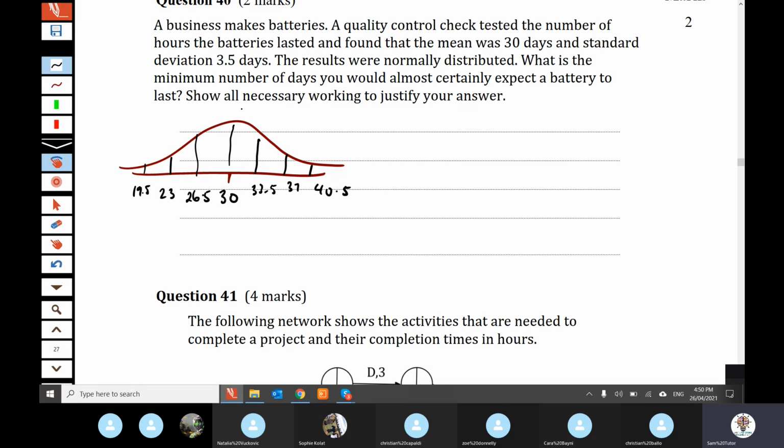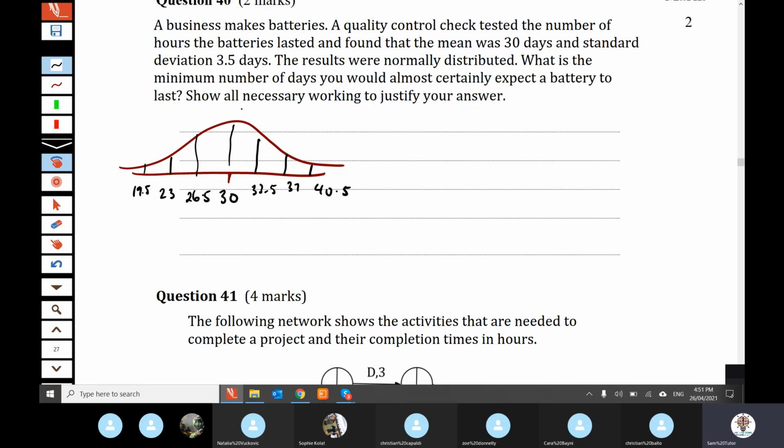19.5. So what's the minimum number of days you would almost certainly say? If I was to sell this, if I knew this data, I came up to you and said, use my batteries because they will absolutely last you 19.5 days at the minimum. It could last 30, it could last 40.5, it could last a little bit more. But minimum, it should last you 19.5 days. That was easy. It's just the wording that would confuse you.